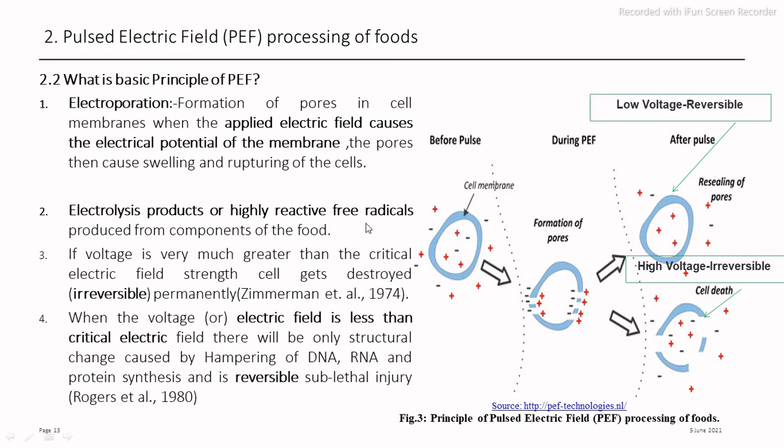Then the second basic principle is the formation of free radical particles, the electrolysis product. When we apply the pulsed electrical field in liquid food processing, a number of free radicals are formed. These free radicals act as antimicrobial agents. These are the two basic principles of the pulsed electrical field. First is electroporation, the formation of pores in the cell membrane, and second is the electrolysis product, the formation of free radicals, which act as antimicrobial agents.